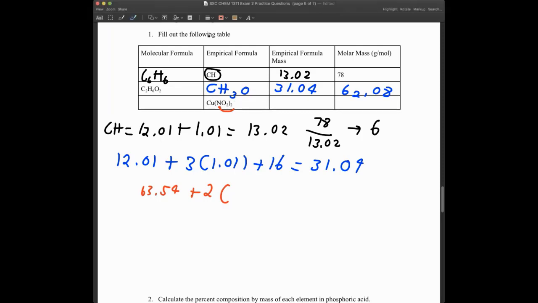14, perfect. So we have 2 times 14. And then how many oxygens do we have? 4, okay, so we have 4, excellent. And then we do 4 times the mass of the oxygens, 16. So what is our final answer for the empirical formula mass?